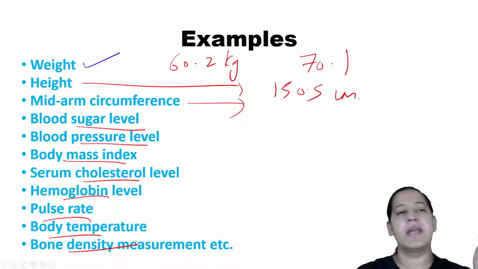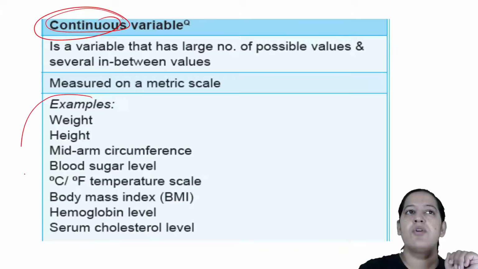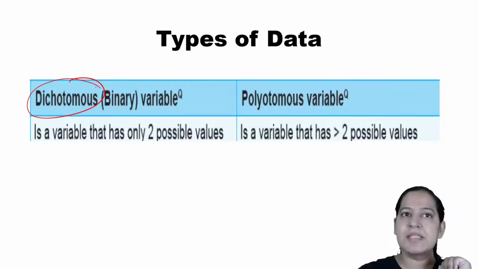Okay, so these in-between values are also possible. So this is the second classification, that is continuous and discrete. So these all are continuous. In-between values are possible. Numerous values are possible. So that is the second classification. This is the third and last classification of data: dichotomous, binary variable, or polytomous.